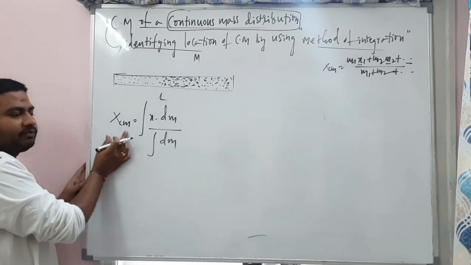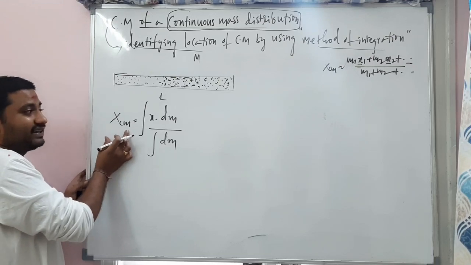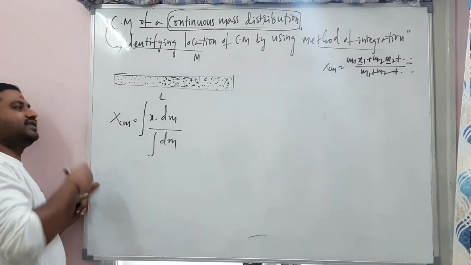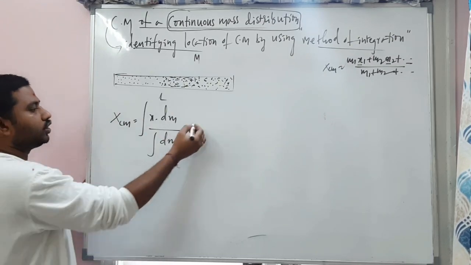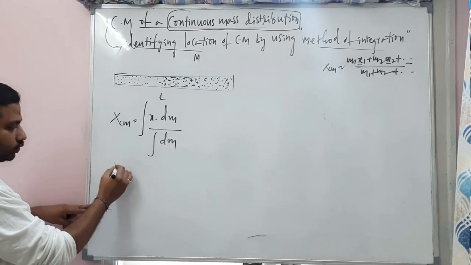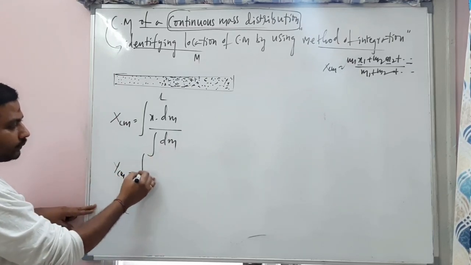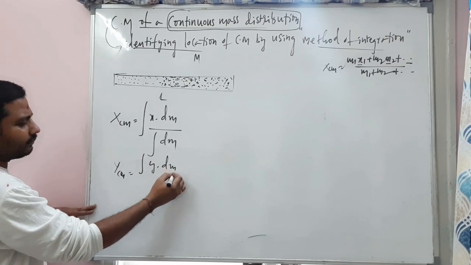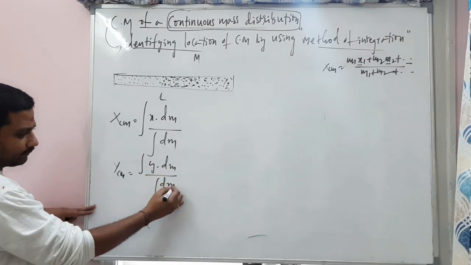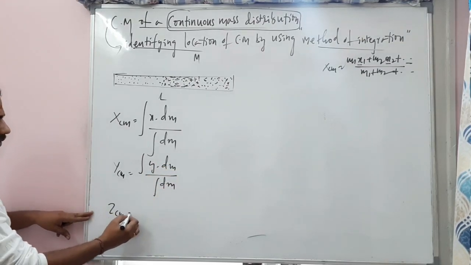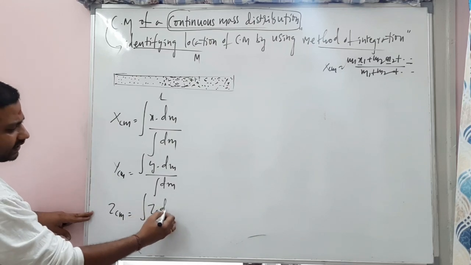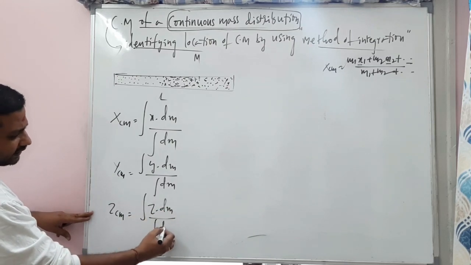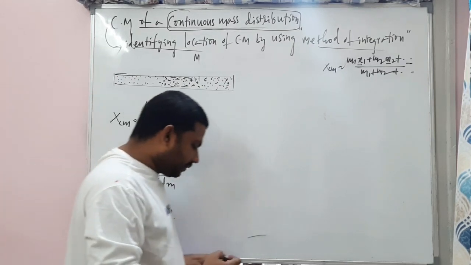So that is xcm for continuous mass distribution. In the same way there is ycm, and in the same way there is zcm also. So ycm is equal to integral y into dm divided by integral dm. And zcm, if you want, is integral z into dm divided by integral dm. So my dear students, remember this.